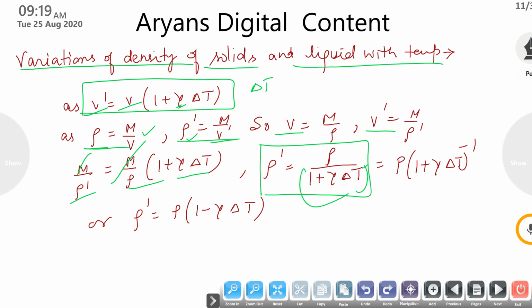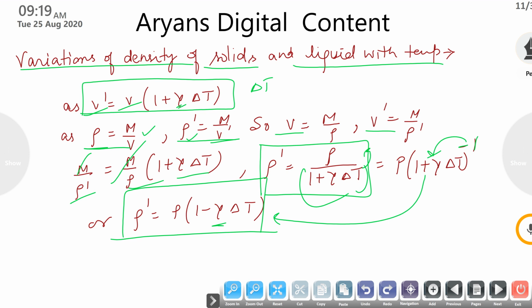If I put this value in the above part, then this should have a power of minus 1. And as we know, gamma is a coefficient of expansion and its value is very low. So, by binomial expansion only up to the first term, we can write this equation this way. The minus 1 power comes forward, so it will become rho dash is equal to rho times bracket 1 minus gamma delta T.